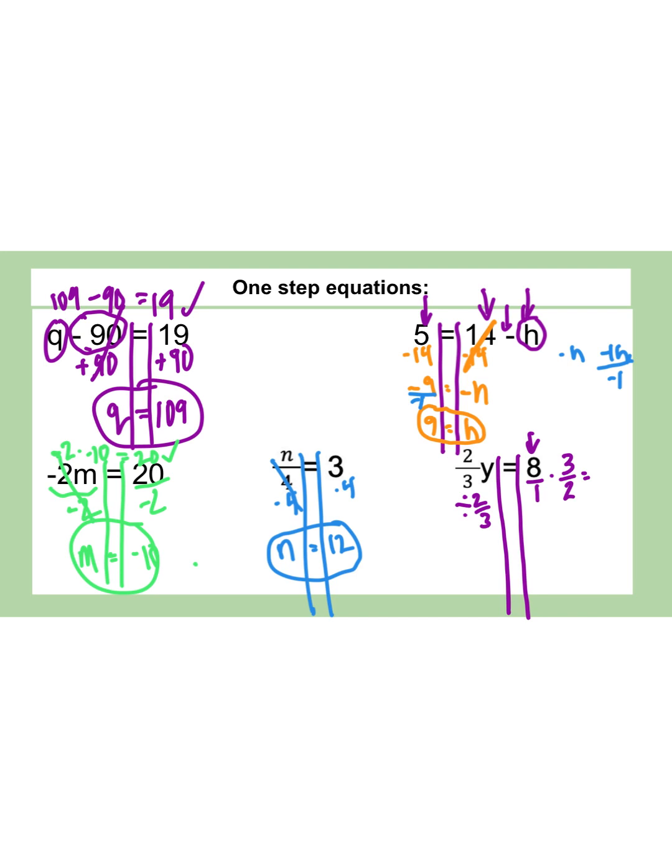Now, I'm not super concerned about you remembering how to divide fractions for this because you are allowed to use your calculator. So if you get a fraction problem on the test, you can actually just plug 8 divided by 2/3 into your calculator. If you need help doing fractions on your calculator, come see me before school and I will show you how to do that. Okay, so these will cancel out and I have y. On the other side, I'm going to take my top times my top, 24, and my bottom times my bottom, 2. 24 divided by 2 is 12.